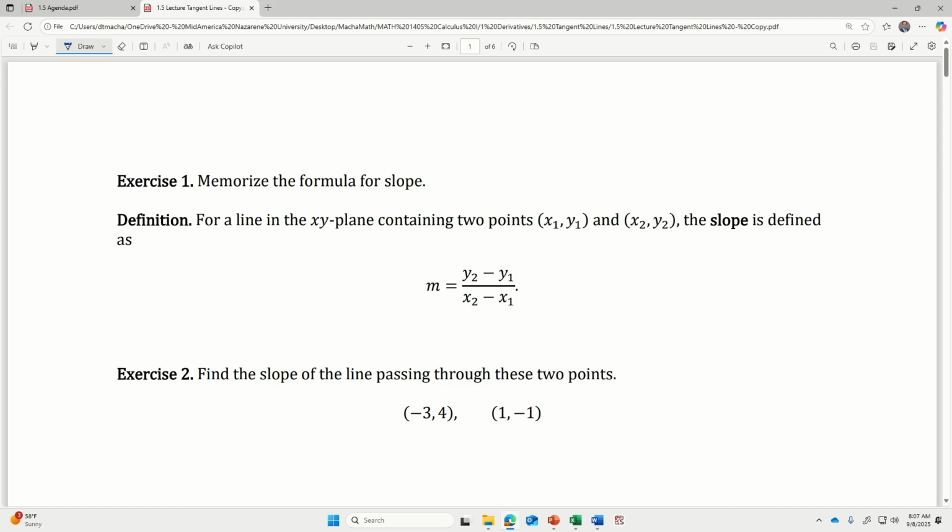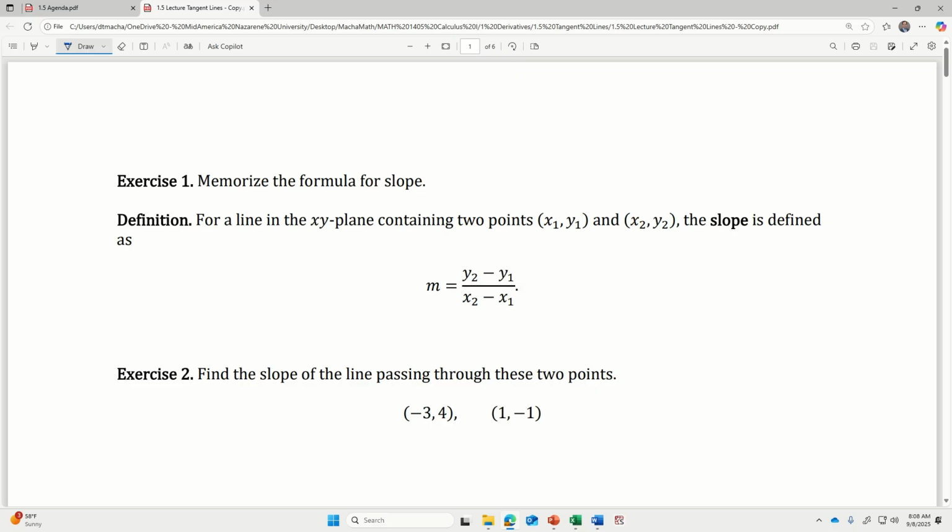We have the slope of a line. If you've got a line in the xy plane and your points, we're going to label them x1, y1 for the first point and x2, y2 for the second point, then you can calculate the slope of that line using any 2 points along the line like this. And we're going to use lowercase m to be the slope.